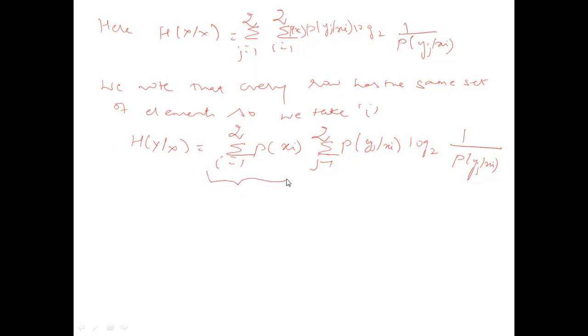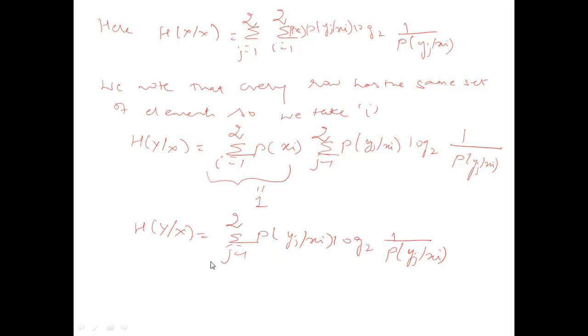Therefore this will be equal to 1. Therefore H of Y given X can be written as summation j equal to 1 to 2 of P of yj given xi log base 2 of 1 by P of yj given xi. We are having the value for P of yj given xi. So for j equal to 1, first you can apply j equal to 1 and then you can apply j equal to 2. So this will give you the answer.